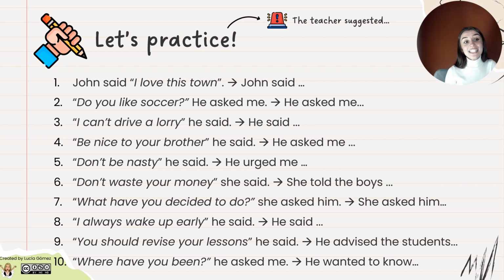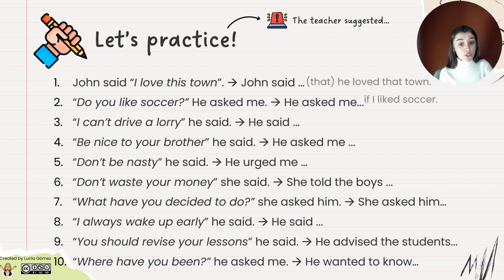The first sentence is: John said, I loved this time. John said that he loved that time. Acordaros de ese this que es muy problemático y siempre se nos olvida cambiarlo a that, but it's necessary, okay? Do you like soccer? He asked me. He asked me if I liked soccer because it's a yes-no question, okay? I can't drive a lorry, he said. He said that he couldn't drive a lorry. El resto de la oración no cambia y no hay ningún problema, ¿vale?